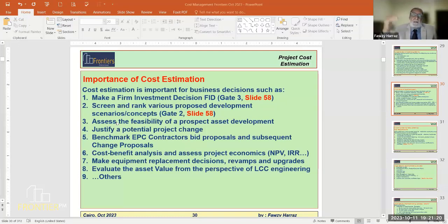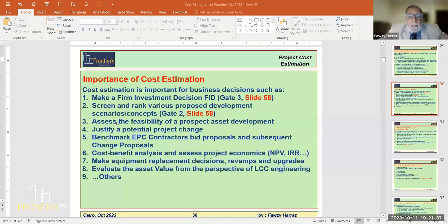Say we have 3 options. Option number 2 is the best option, so we take that option for further consideration. Next, assess the feasibility of a prospect. That's actually the early stage of the development.